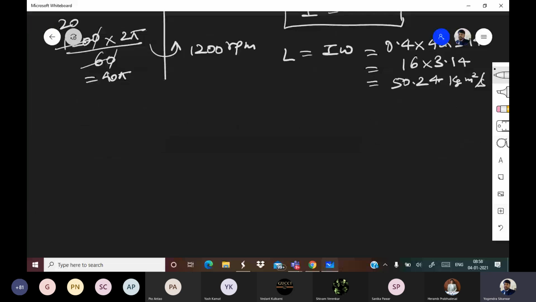Question number 8 says two bodies of mass 1 and 2 kg are attached to two ends of a 3-meter long rod. So this is a rod of 3 meters, and this is 1 kg, and this is 2 kg. And this is 3 meters.